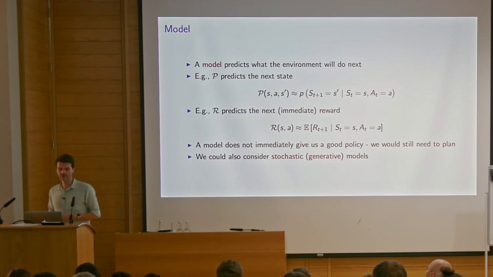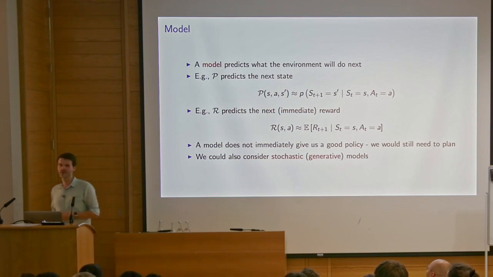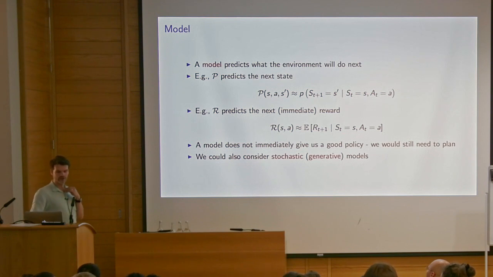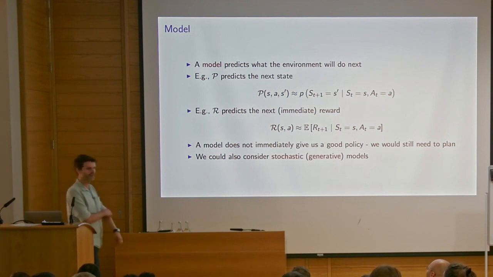The problem, though, is that the model itself doesn't immediately give us a good policy. We still need to plan with this model. And this can be non-trivial. It can take a lot of compute to do so, depending on the model that you have. We could also consider learning the reward. The definition here for the reward says our reward model is going to map to the expected reward from a state and action.